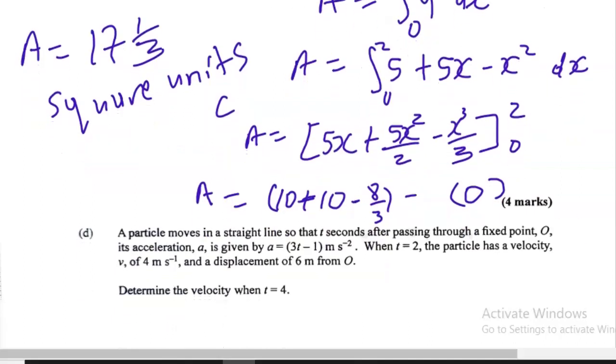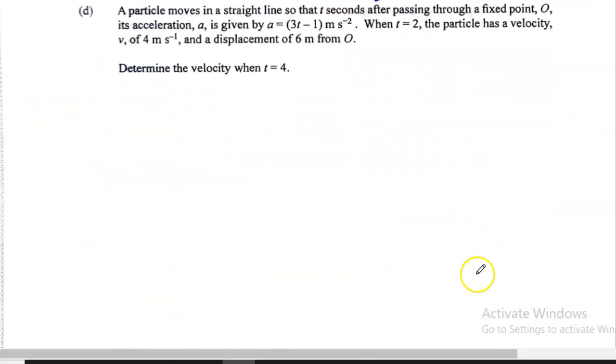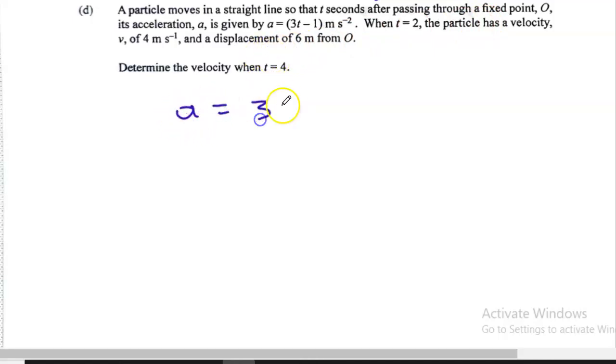Next, a particle moves in a straight line so that t seconds after passing through a fixed point O, its acceleration is given by 3t minus 1 meters per second squared. When t is 2, the particle has a velocity of 4 meters per second and a displacement of 6 meters from the starting point O. Determine the velocity when t is equal to 4.